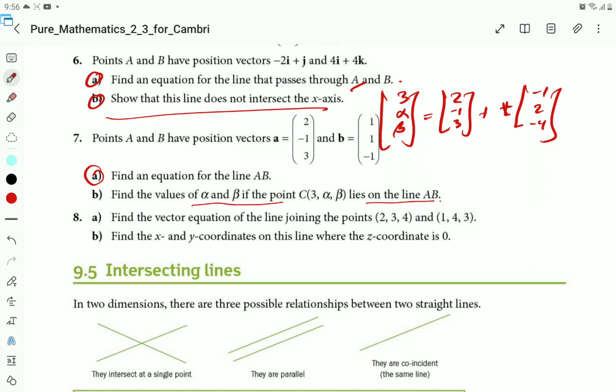Okay, so the next topic is all about intersecting lines. Thank you.